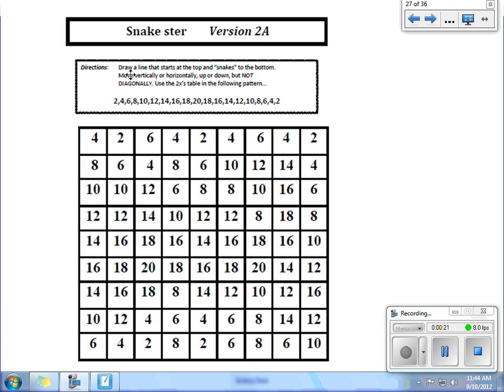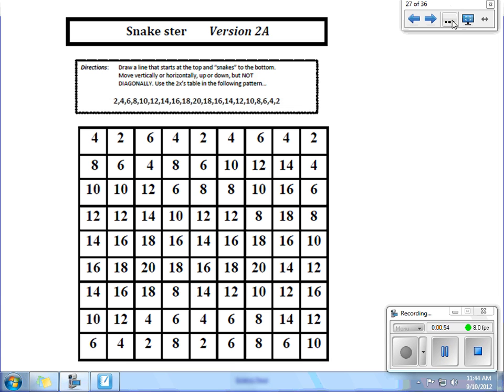And up here it says the directions. Draw a line that starts at the top and snakes to the bottom. You can move vertically or horizontally, which is up or down, but not diagonally. Use the 2 times table in the following pattern: 2, 4, 6, 8, 10, 12, 14, 16, 18, 20, and then back down 18, 16, 14, 12, 10, 8, 6, 4, 2. You have to start at the top, end at the bottom, and there's only one route that works to get you from there.